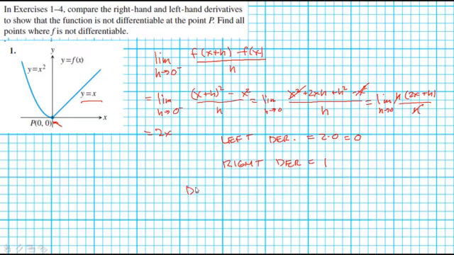Therefore the derivative does not exist at p. And this would be considered one of those places where a function has a corner, and derivatives don't exist at corners. So that's problem number one.